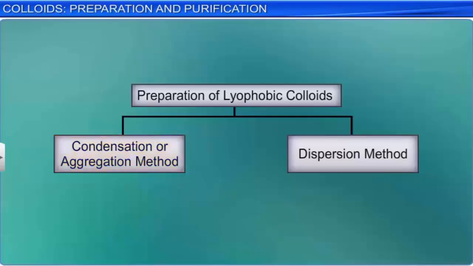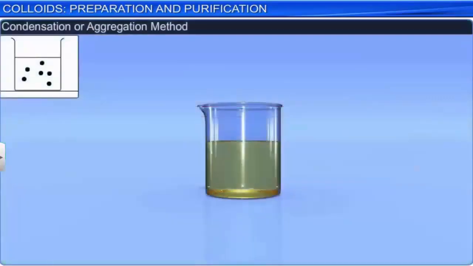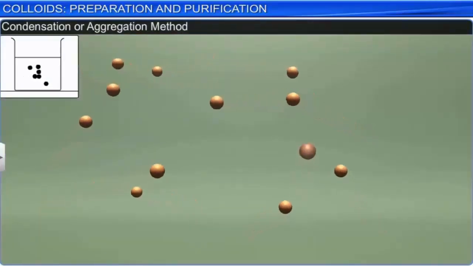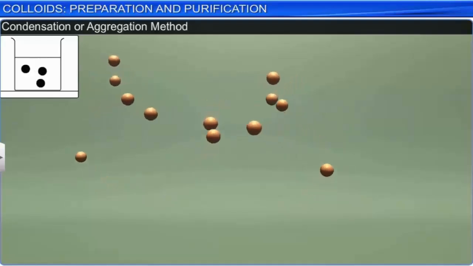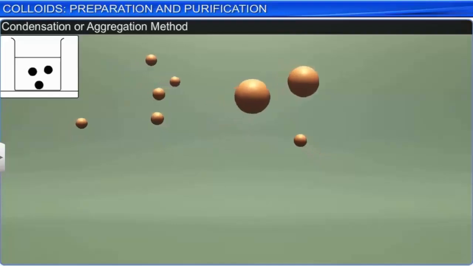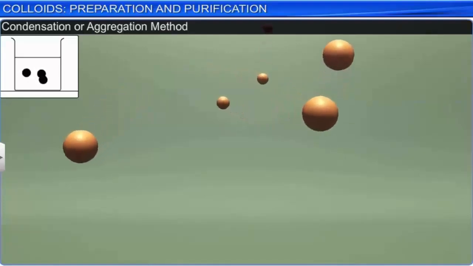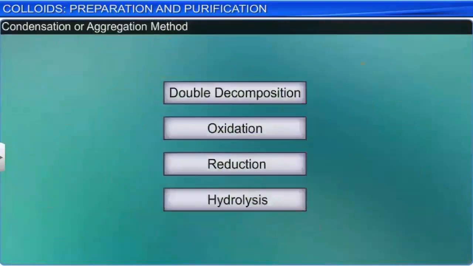As the name suggests, in condensation methods, the smaller particles of the dispersed phase aggregate to form larger particles of colloidal dimensions. That is, the constituent particles in true solutions, such as ions or molecules, are allowed to grow in size to particles of colloidal dimensions. The colloidal solutions are obtained by certain chemical reactions, namely double decomposition, oxidation, reduction, and hydrolysis. Let us now discuss some typical reactions for the preparation of sols.